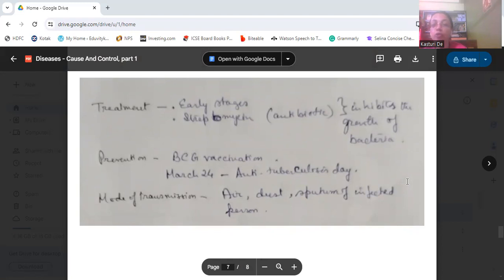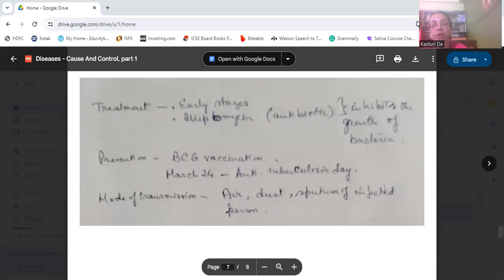The mode of transmission is air, dust, and the sputum of the infected person. When they are coughing, the whole atmosphere near the person becomes full of germs, because the sputum of the infected person contains the germs.